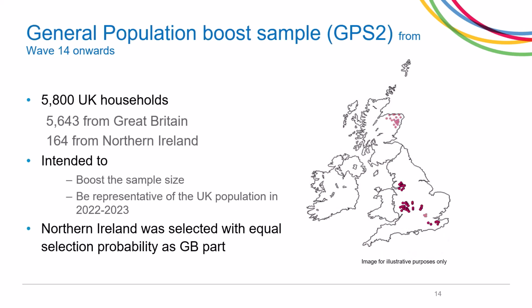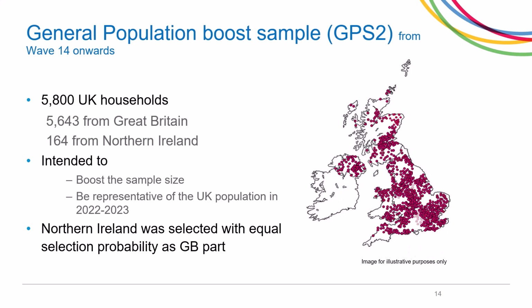As in the EMBS, the sample was selected from high ethnic minority and immigrant concentration areas in Great Britain. In 2022 to 2023, to boost the sample sizes and representativeness of the UK population, a new general population boost sample of 5,800 households was added.